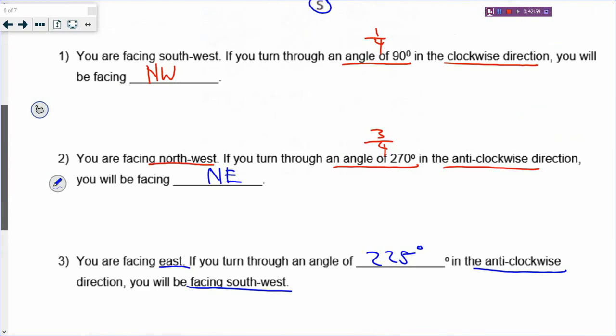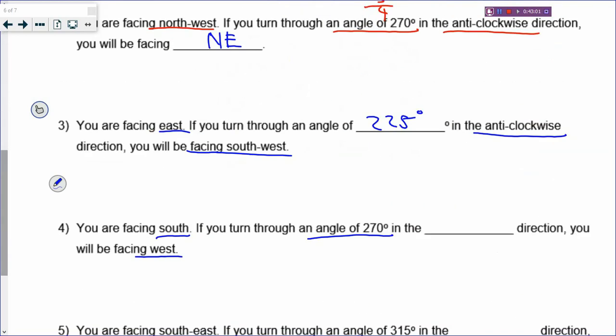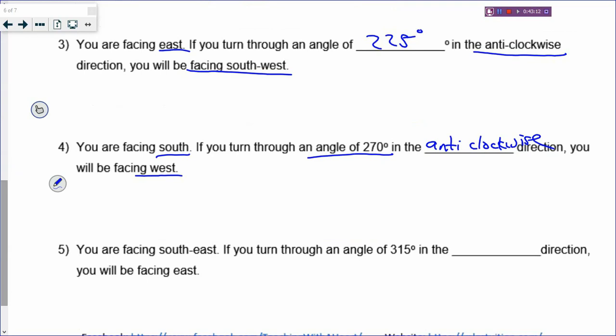And what direction is that? That is your anti-clockwise direction. So you need to turn in the anti-clockwise direction. Okay, coming to the end soon. Now you're facing southeast, right? Facing southeast. If you turn through an angle of 315 degrees in the what direction? You'll be facing east.